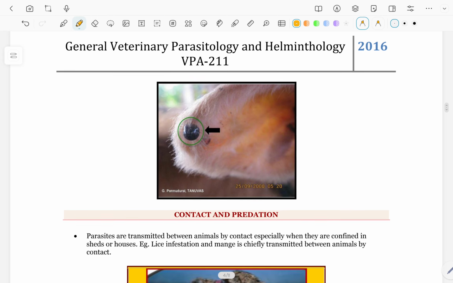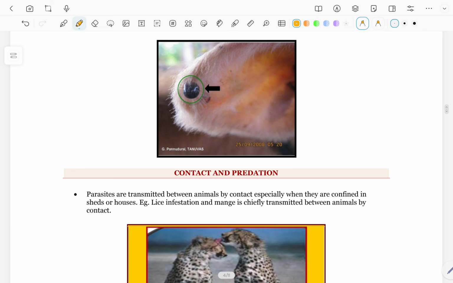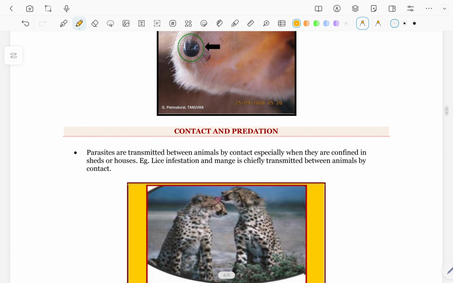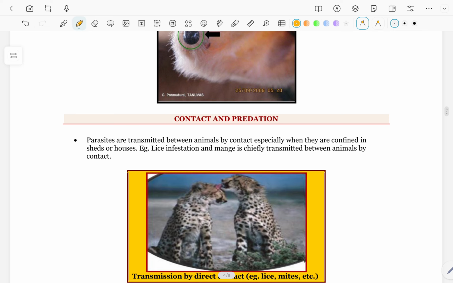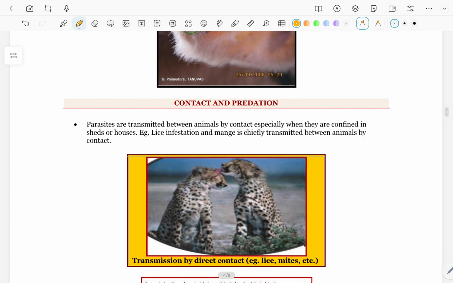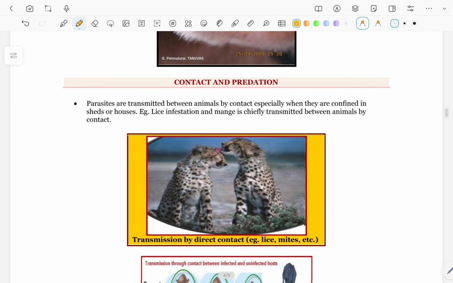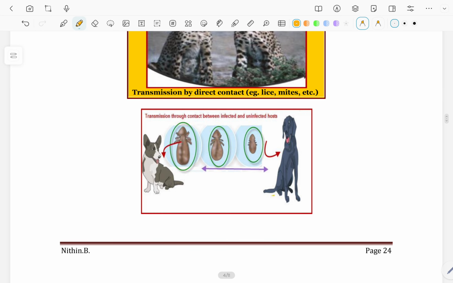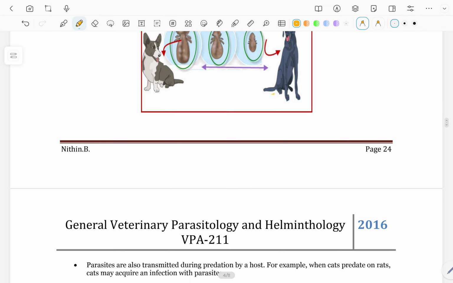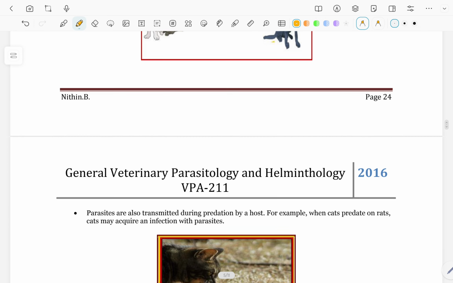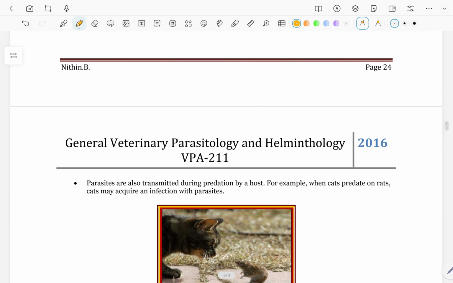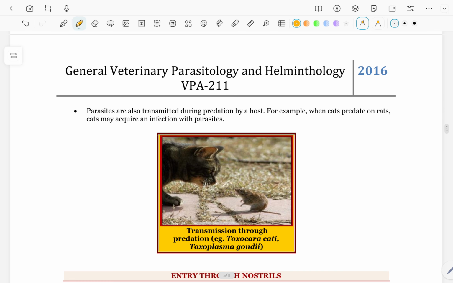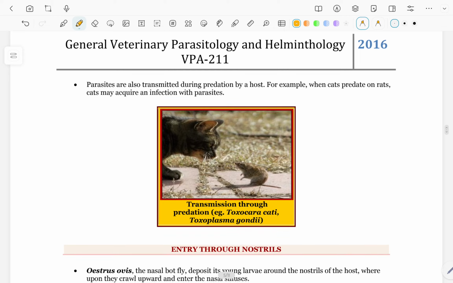Contact and predation. Parasites are transmitted between animals by contact, especially when they are confined in a shed or house. Example: lice infestation and mange are chiefly transmitted between animals by contact. Parasites are also transmitted during predation by a host. For example, when a cat predates on a rat, the cat may acquire an infection with the parasite.